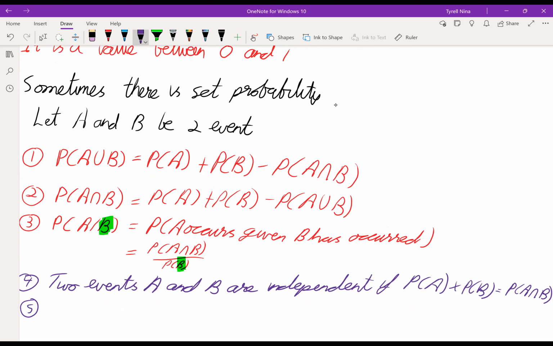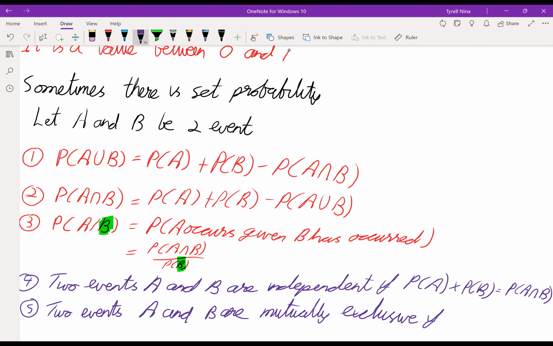5, two events A and B are mutually exclusive if the probability of A intersect B is 0.